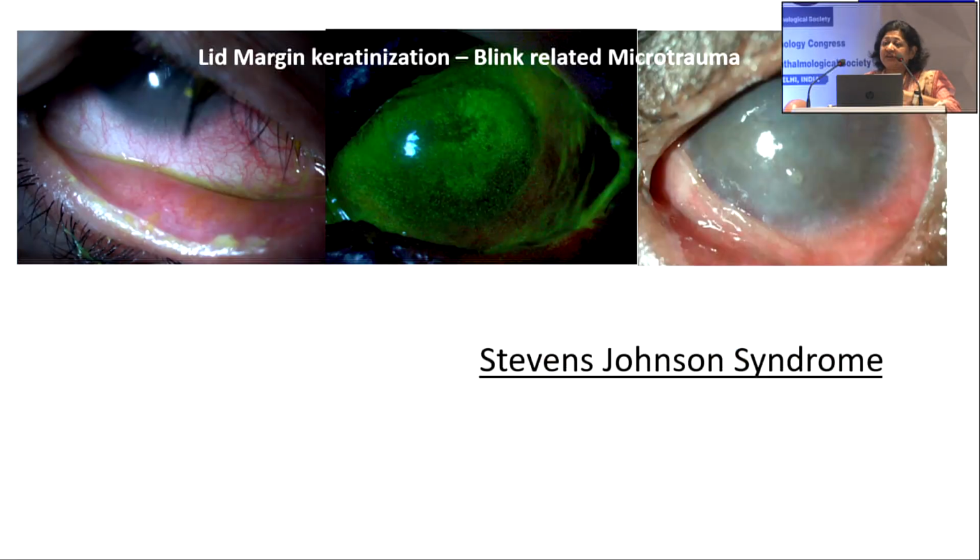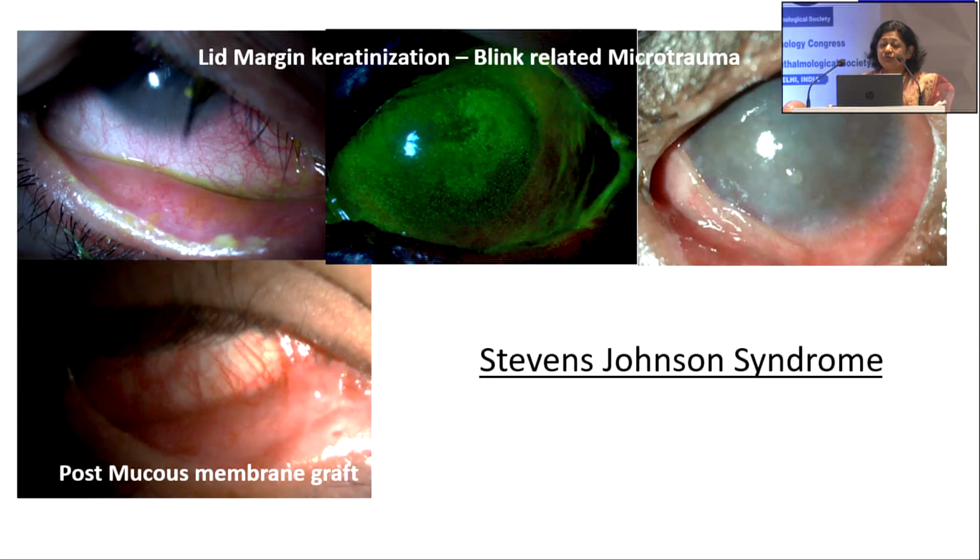Lid margin keratinization is another common complication associated with Stevens-Johnson syndrome, and it causes blink-related microtrauma. With every blink, it causes a mechanical rubbing of the corneal surface, resulting in superficial punctate keratitis, and in chronic stages, vascularization, limbal stem cell deficiency, and corneal scarring.